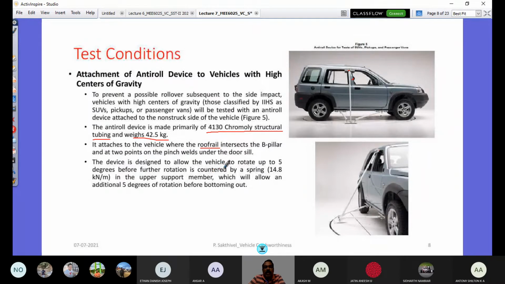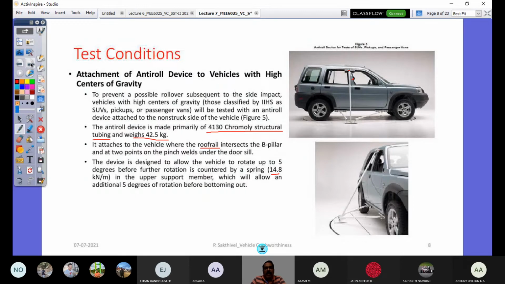The device is designed to allow a vehicle to rotate up to 5 degrees before further rotation is countered by a spring. This appears like one bar, but the tube contains a spring with 14.8 kilonewton per meter stiffness in the upper support member, which will allow an additional 5 degrees of rotation before bottoming out. Before bottoming out means it won't make the rollover. It will go and then come and sit back.